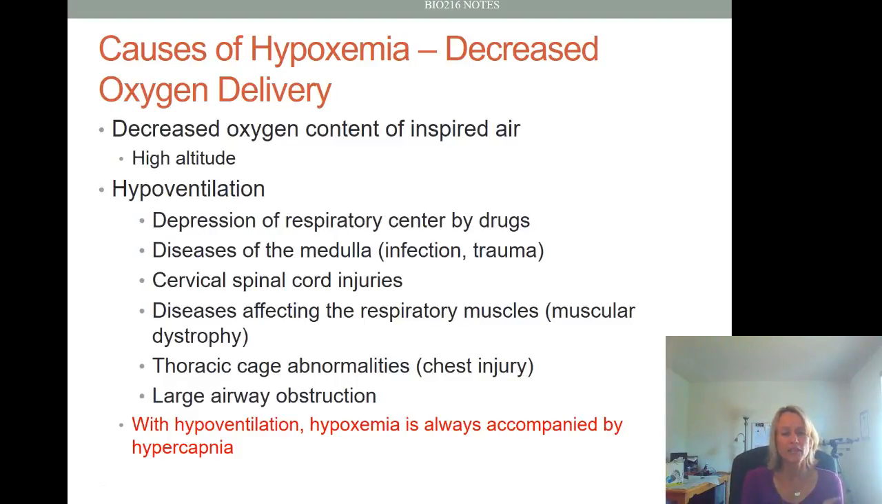Okay, one thing I really want you to note with hypoventilation, we have hypoxemia that is always accompanied with hypercapnia. Now note that, because you're not going to see that in all the disorders we talk about. So hypoxemia is always accompanied with hypercapnia. So when you hypoventilate, not only do you not get enough oxygen in, but you're not able to get rid of carbon dioxide. So we see both hypoxemia and hypercapnia.